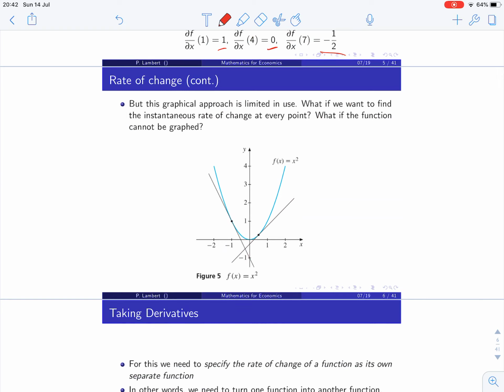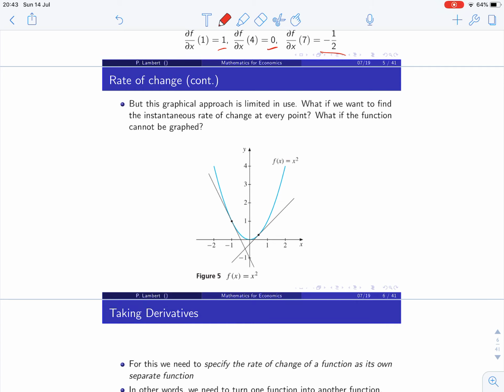This graphical approach is limited in its use, as with most things in mathematics. When we start to talk about multiple input variables, 2 or more input variables, it can become quite difficult to look at the rate of change of the output variable just by looking at a 2D graph.